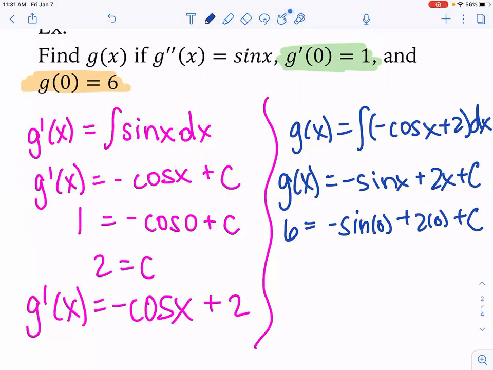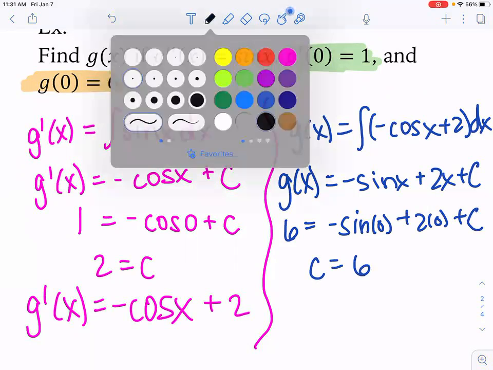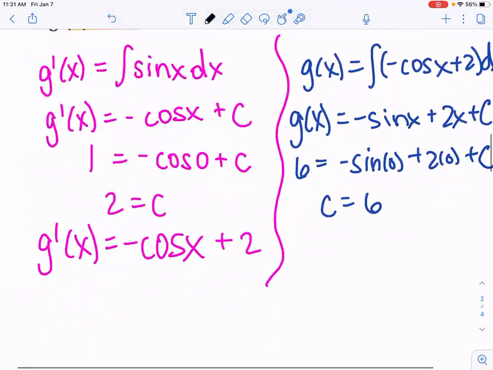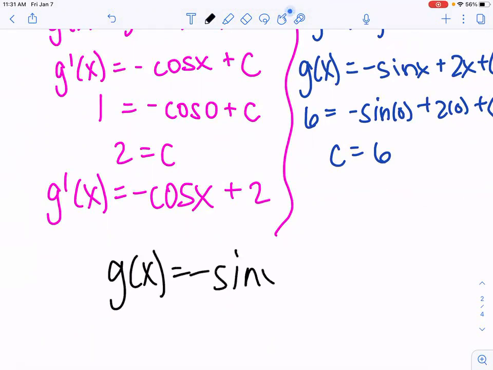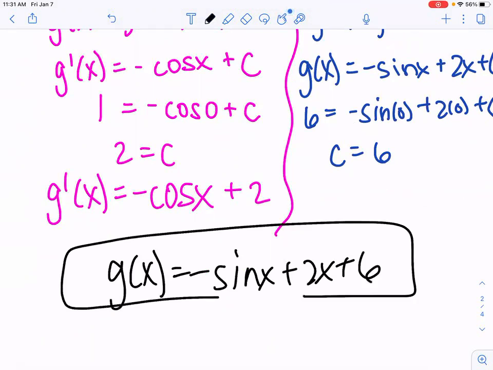I'm glad I could help you. Okay. I made my job easy. What's c? So g of x is negative sine of x plus 2x plus 6.